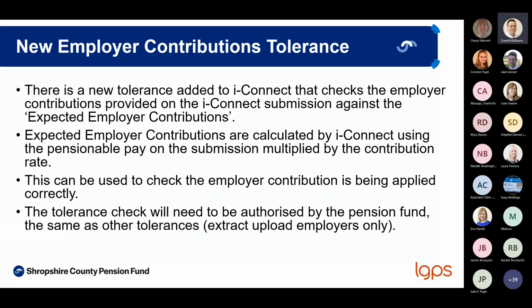A new tolerance check has been added to iConnect that checks the employer contributions provided on the submission against the expected employer contributions. The expected employer contributions are calculated by iConnect using the pensionable pay on the submission multiplied by the employer contribution rate. This new tolerance can be used as a check that the employer contribution rate is being applied correctly. If the tolerance check fails, then it will still require employers who submit by extract file to send the tolerance failure email template they currently do. For employers who submit by online return, which is manual input, the tolerance failure is just a check and they can submit the return as normal.